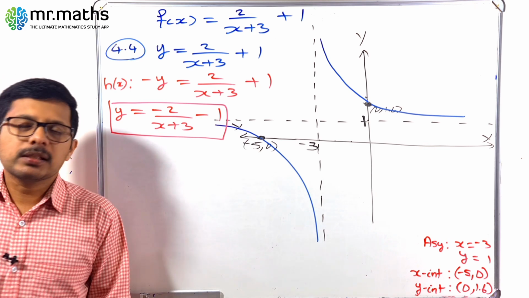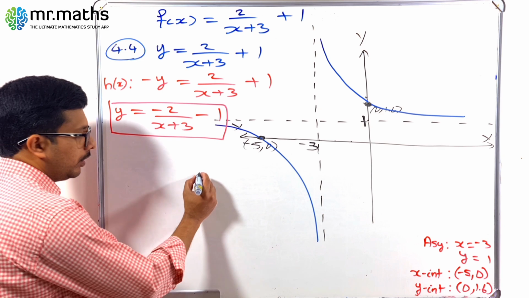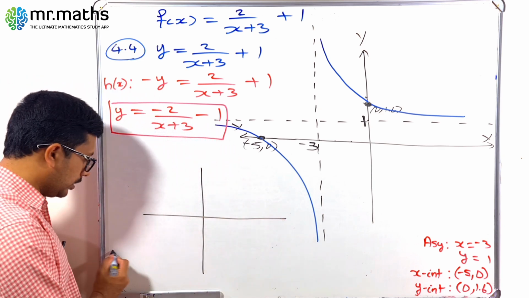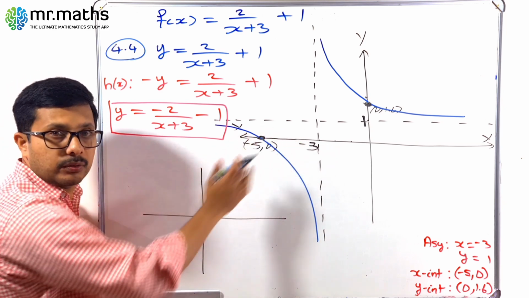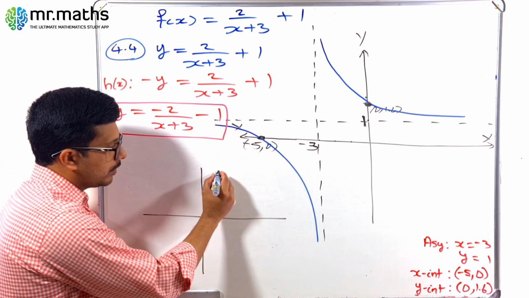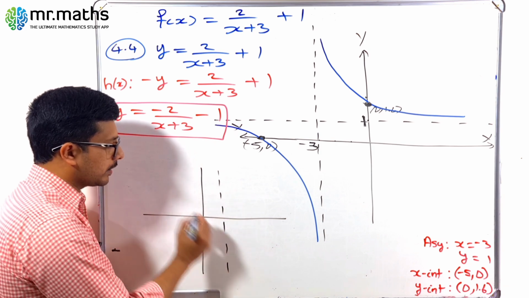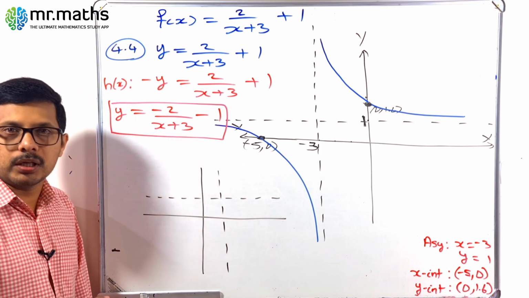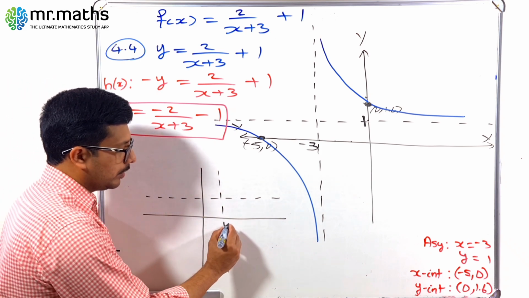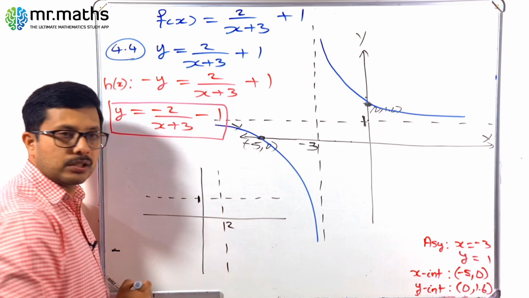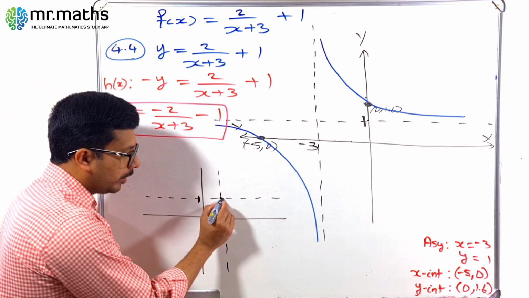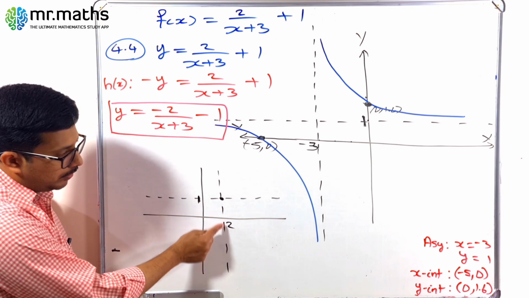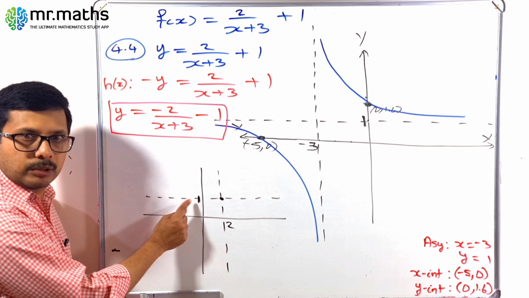Now, what is the meaning of axis of symmetry? Let me try to draw a graph here. I'm just giving an example, so this is not connected with this one. Let me try to draw a graph like this. This is another example, not this one. Assume that these are the two asymptotes. Let's say this is 2 and this one is 1. So what is the coordinate of this point? Vertical asymptote is 2 and horizontal asymptote is 1.